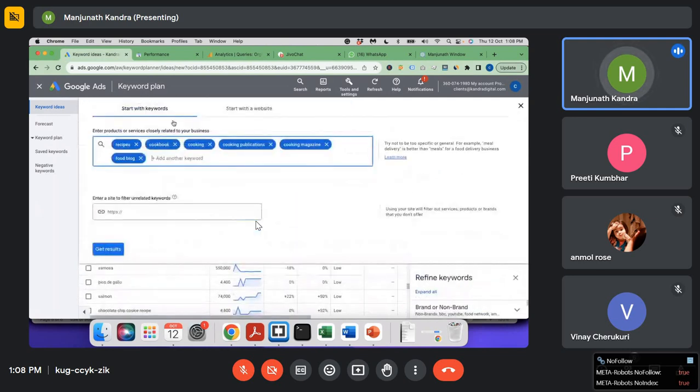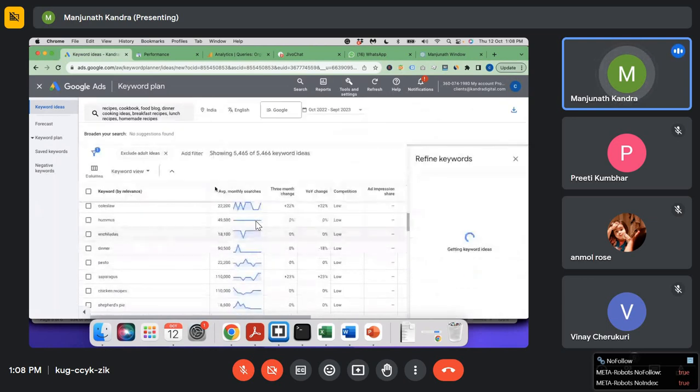Maybe I want to add a specific keyword: dinner, cooking, ideas, or breakfast recipes. I'll remove cooking publications, cooking magazine, food blog. Okay, breakfast recipes, lunch recipes, homemade. You want to have my recipes? 1, 2, 3, 4, 5, 6, 7. So you have three more, you can input three more keywords. And let's see how many more keywords it is going to provide us.